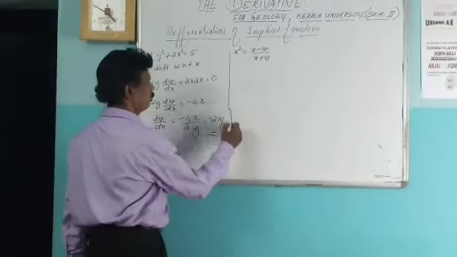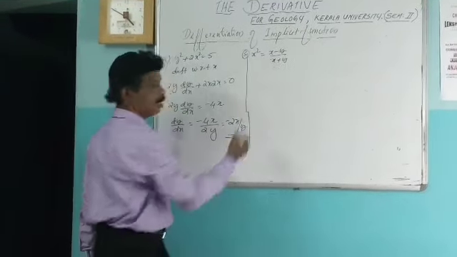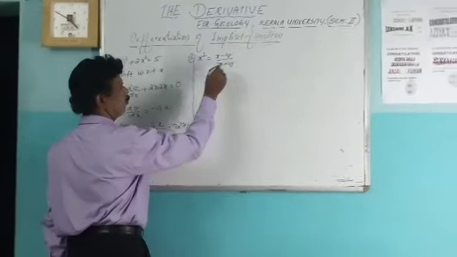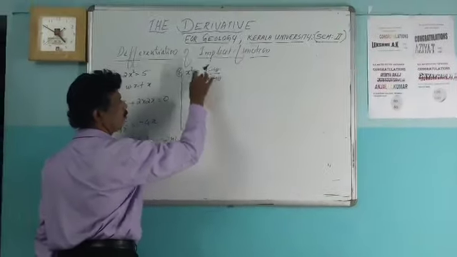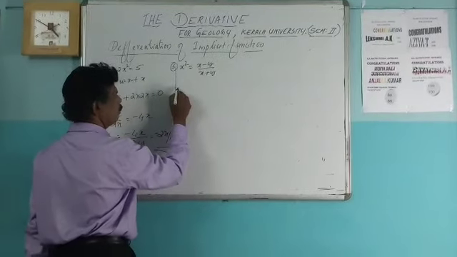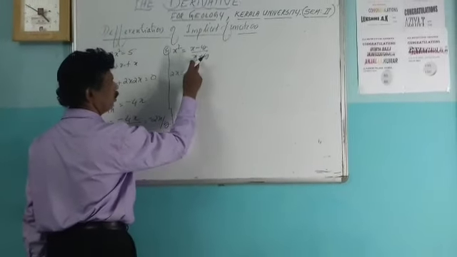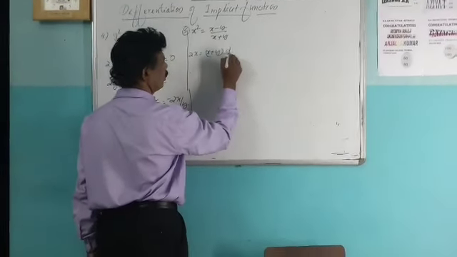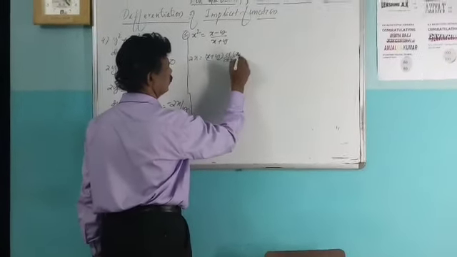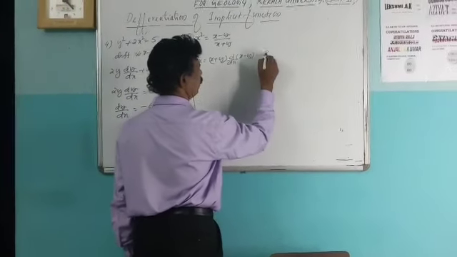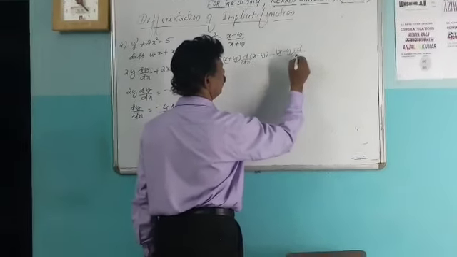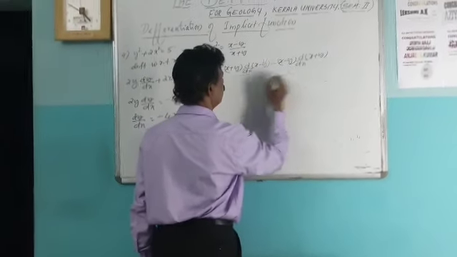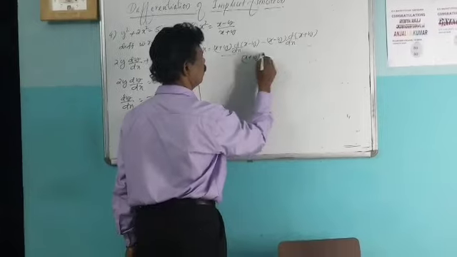Next is question number 5. x square equal to (x minus y) by (x plus y). Differentiate the function with respect to x. Here we have the quotient rule. The derivative of x square is 2x, equal to, apply the quotient rule: denominator into derivative of numerator, d/dx of x minus y, minus numerator into derivative of denominator, d/dx of x plus y, divided by the denominator square, x plus y the whole square.